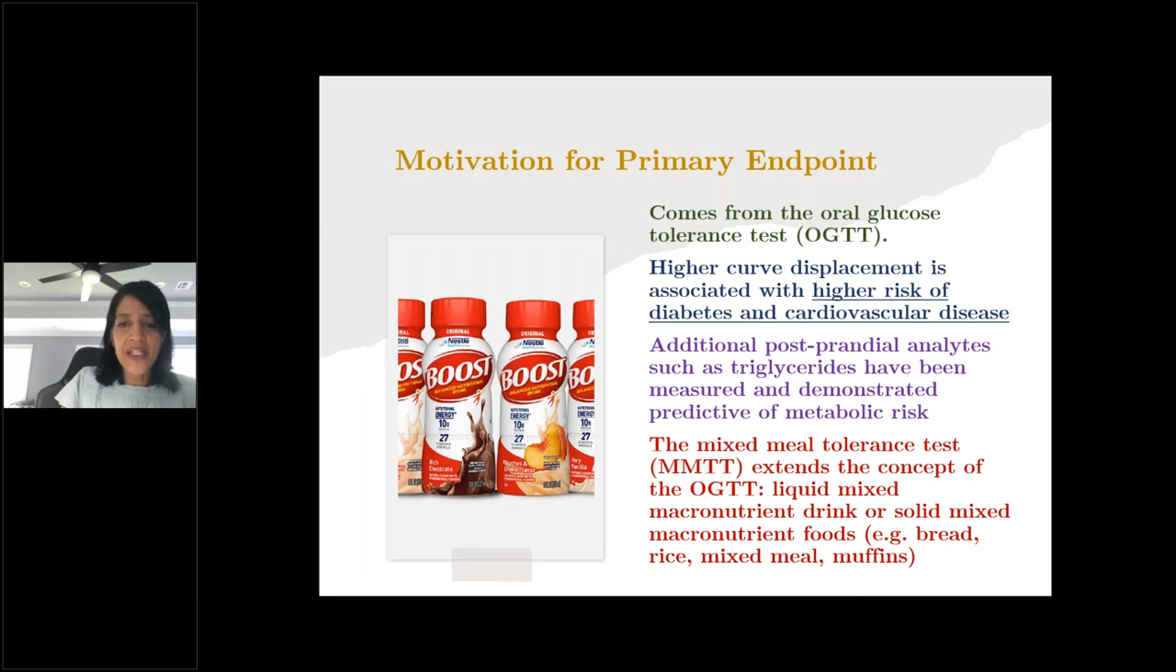The mixed meal tolerance test, like the Boost, is an extension of this whole concept that started with the glucose tolerance test. It could either be liquid like Boost and you bottoms up, drink it, or you could have a muffin. In the Predict study, which was run by Sarah Berry, they used muffins. They seemed pretty good. Or you could give people foods. Like in the Zeevi study, they gave people bread, rice, or other specific standardized meals, and then they ran this curve after they had the specific food.